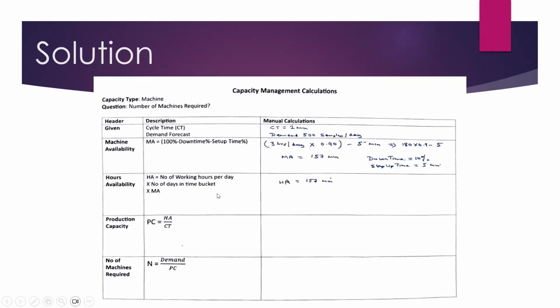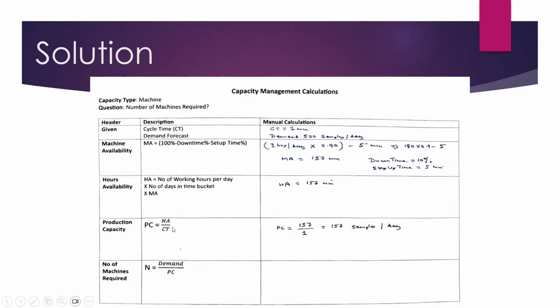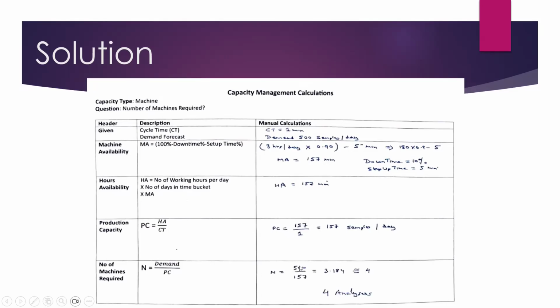Then the availability is 157 minutes. So here we are doing calculations in terms of minutes only. We are not converting it into hours. So the production capacity is equal to hours available divided by cycle time, which is 157 samples per day. Now the demand is 500 samples per day and the production capacity is 157 samples per day. So the number of machines required is 4 analyzers. I hope this is clear.